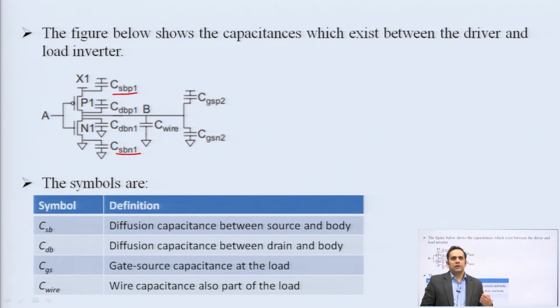The diffusion capacitances of the load are not connected to point B, so they do not contribute to any kind of delay. Only the diffusion capacitance between source and body or between drain and body of the driver transistors, the driver inverter, and the wire capacitance and the gate source capacitance at the load, for P2 and for N2, are the ones which are going to contribute to delays.